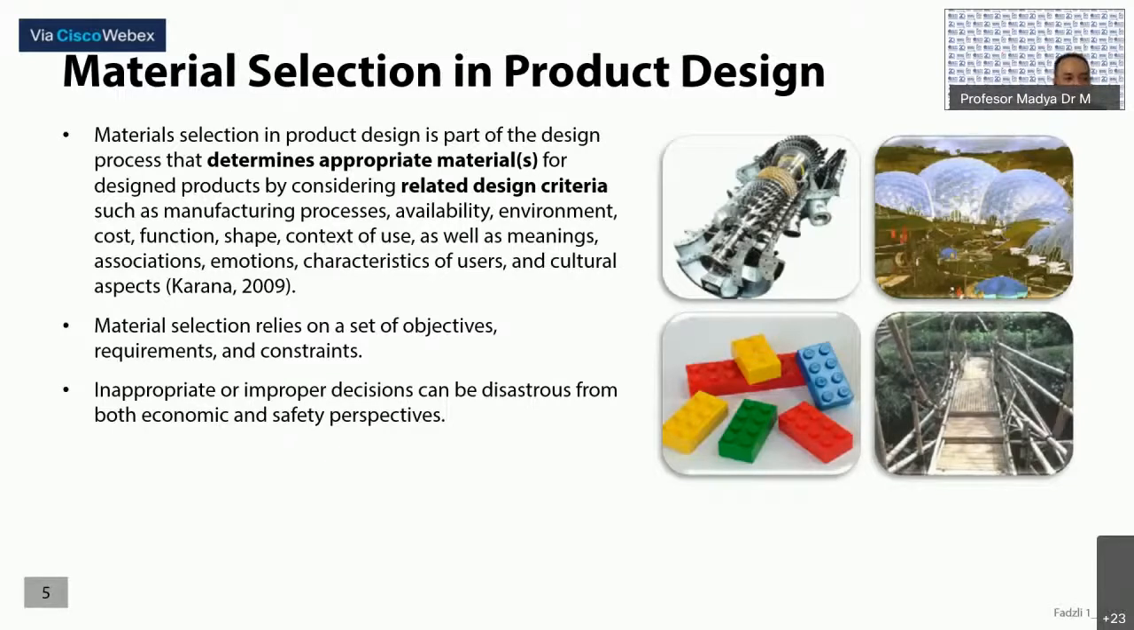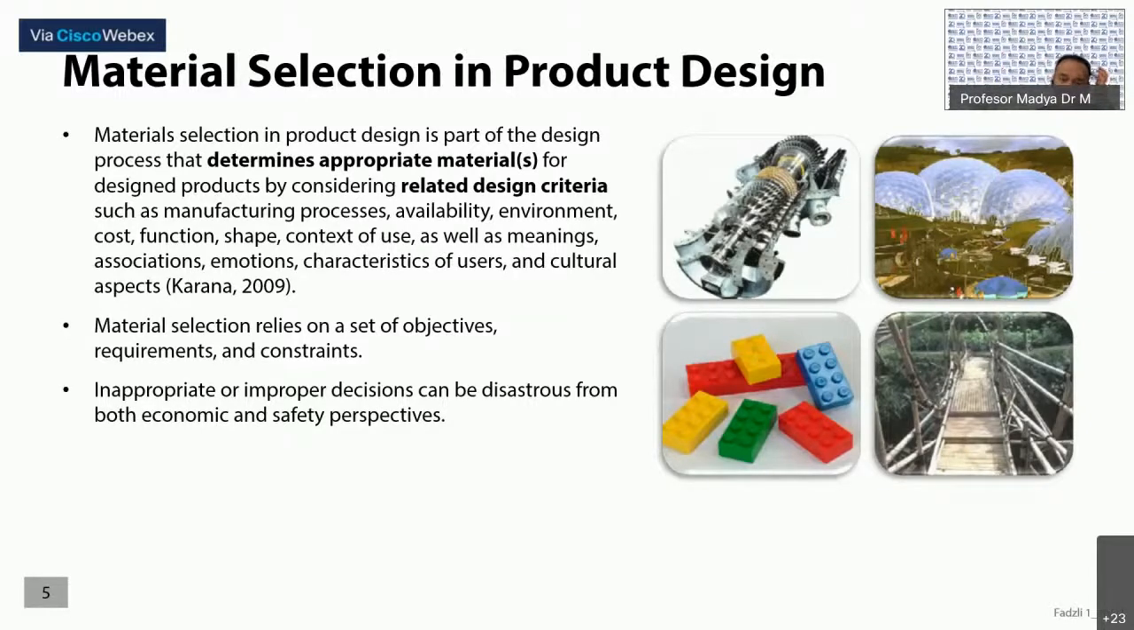Okay, this material selection, you need to determine the appropriate material for the product, because not only just select any material, but we need to consider the criteria of the product. Maksudnya contoh dia such as the manufacturing processes, availability, the environment, the cost, and then function, shape, content, etc.